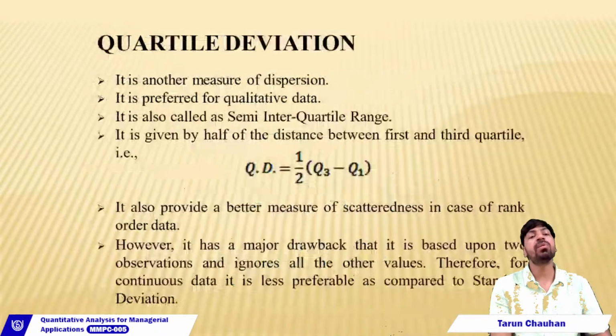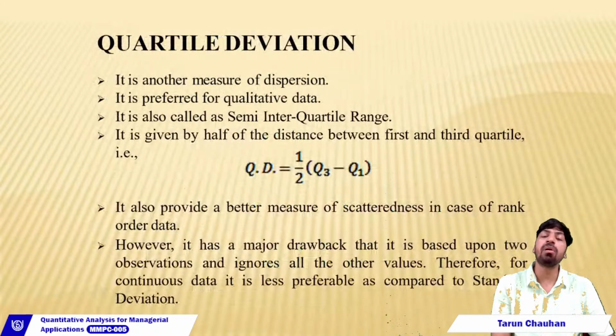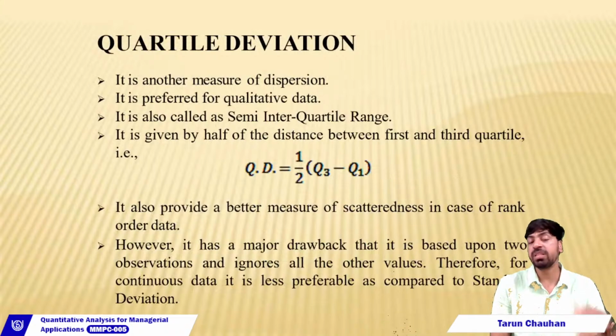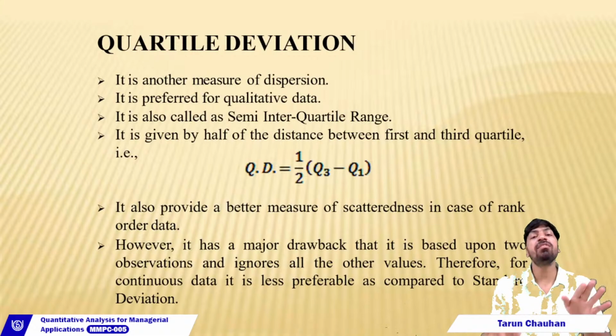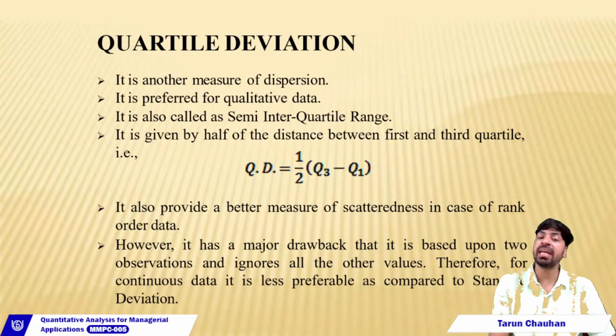Quartile deviation is also another measure of deviation. It is mostly used in qualitative data, not quantitative data. In case of quantitative data, it will not apply. It will apply in case of qualitative data only. In other words, it is also called the semi-interquartile range.